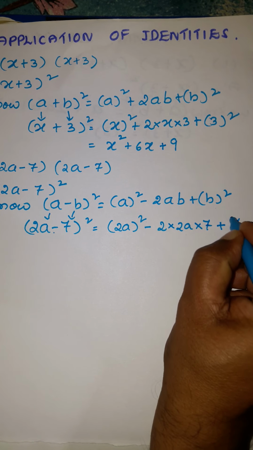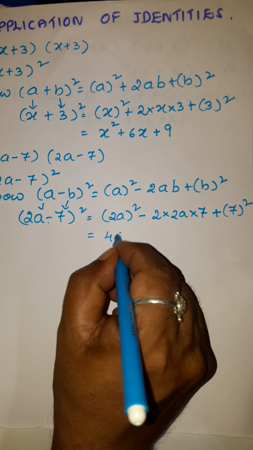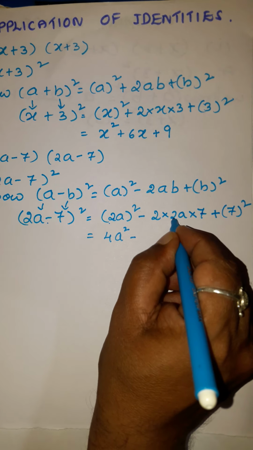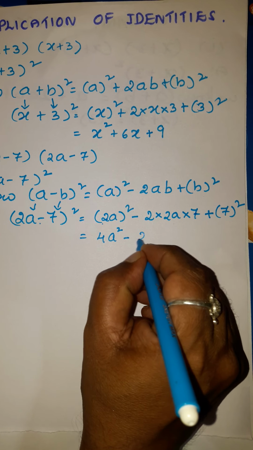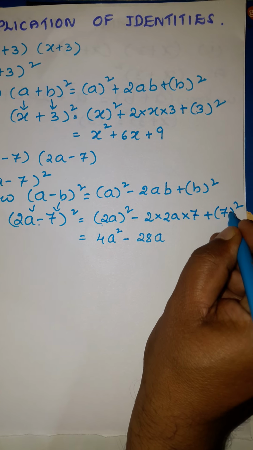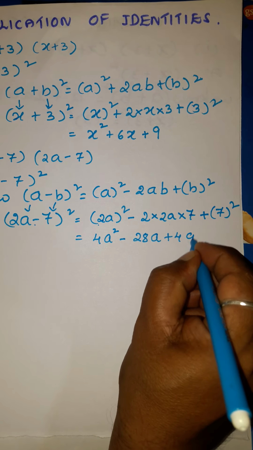So 7 whole square. 2 into 2 is 4, a into a is a square, so (2a) whole square means 4a square, minus 2 into 2 is 4, 4 sevens are 28, into a, 28a. 7 square means 7 multiplied by itself, 7 sevens are 49.